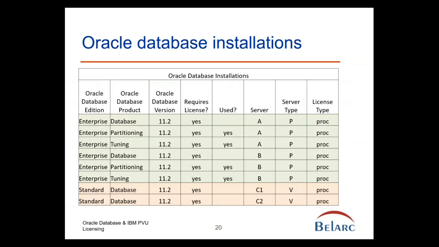And then we have a used column, and you'll notice that we have yes in some of the rows and some other rows are blank. All the database rows are blank because we need the license once the software is installed, but the usage is what applies to the options and packs. We've determined in this case that all the options and packs that are listed here have been found to be in use.